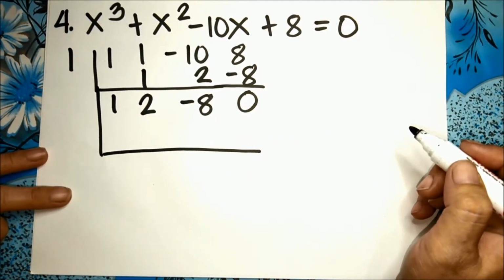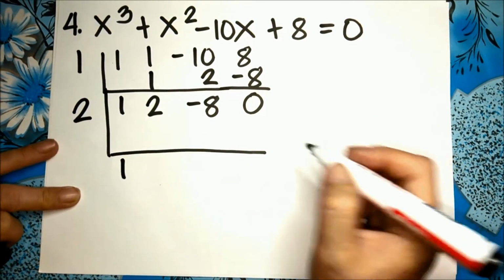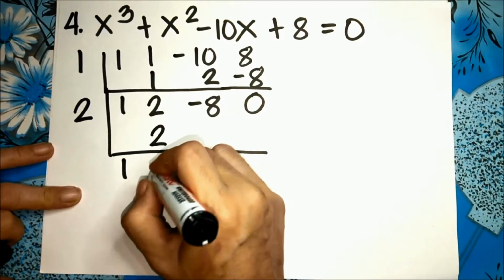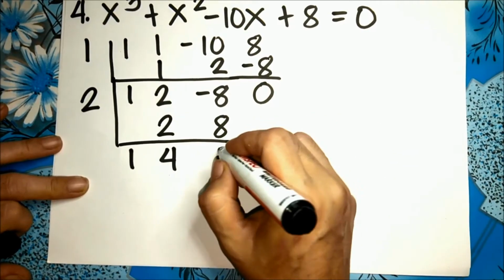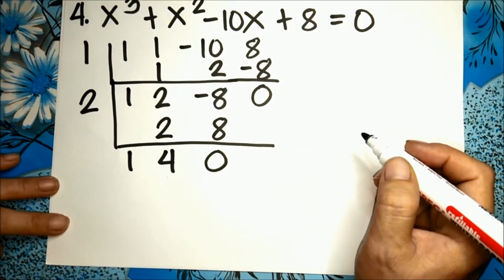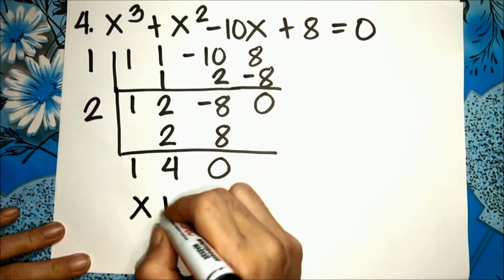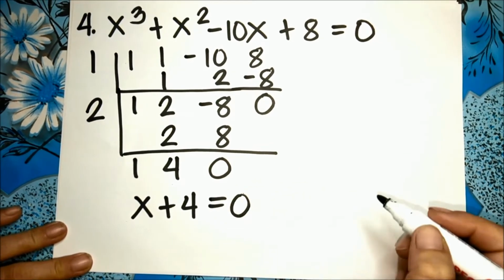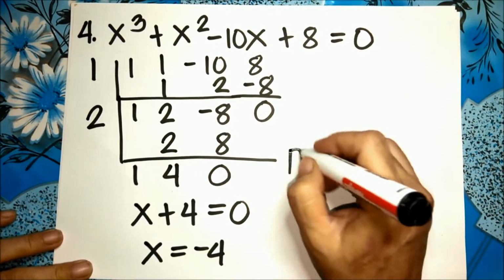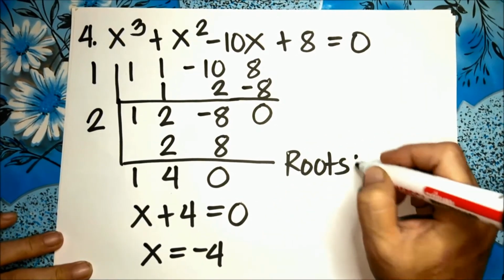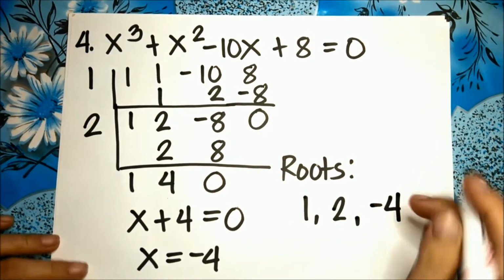So again, another trial divisor. Let's try to use 2. So bring down 1. 1 times 2 is 2. 2 plus 2 is 4. 4 times 2 is 8. Negative 8 plus 8, and we have a remainder of 0. Now for the last factor, we have x plus 4 equal to 0. Therefore, x is equal to negative 4. So the roots are 1, positive 2, and negative 4.